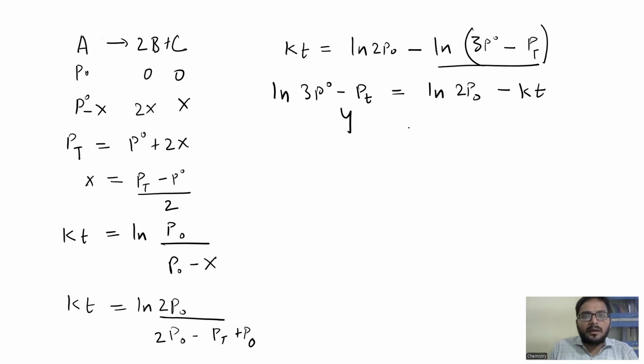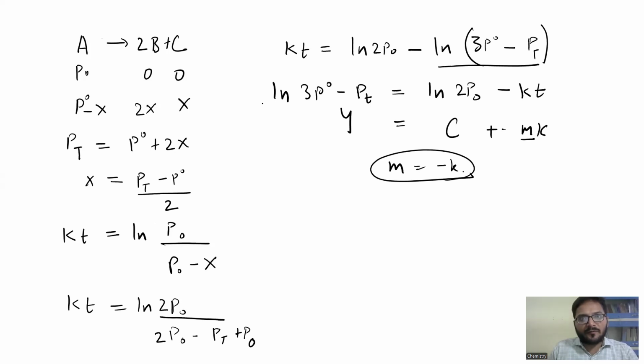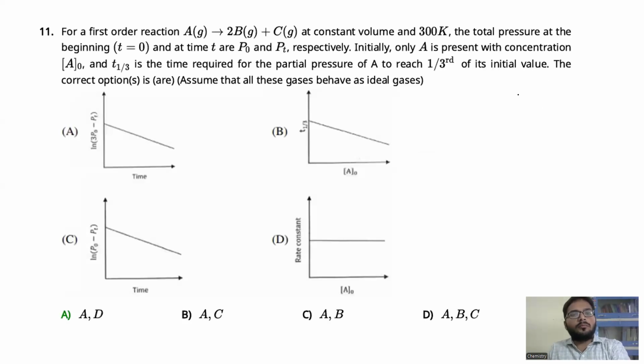By comparing with the equation y is equal to mx plus c, the slope is negative, where m is equal to negative of k, and the graph is drawn between ln (3P naught minus Pt) and t. So from here we can look over the graph, and option number A is correct. A graph of ln (P naught minus Pt) like this will not form.